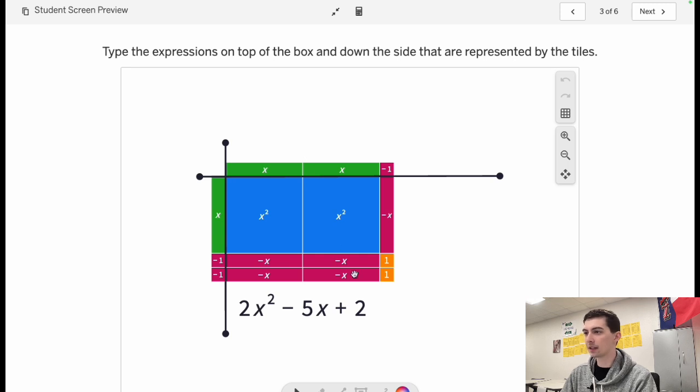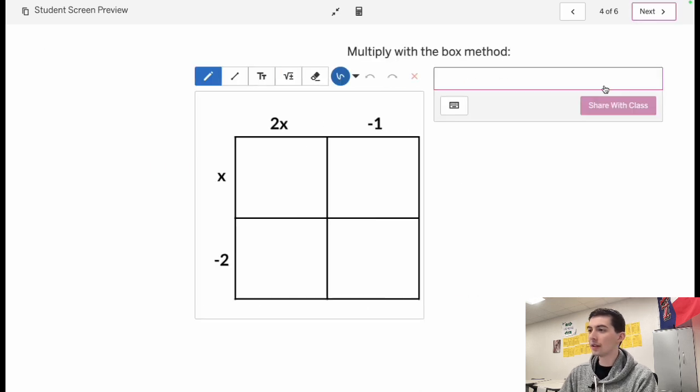So let's type in the expression, and I can click on the equation here. Just like how we did at the bottom, where we had the 2x squareds and then the negative 5x's and the 2, on top I have 2 x's and then minus 1. So I've got 2x minus 1 on top. And then down the side here, I have the 1x, but then I have 2 of the negative ones. So this expression would be x minus 2.